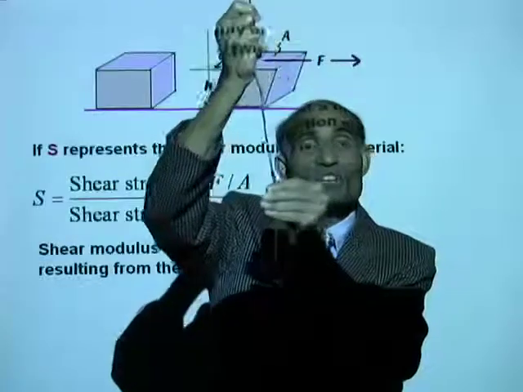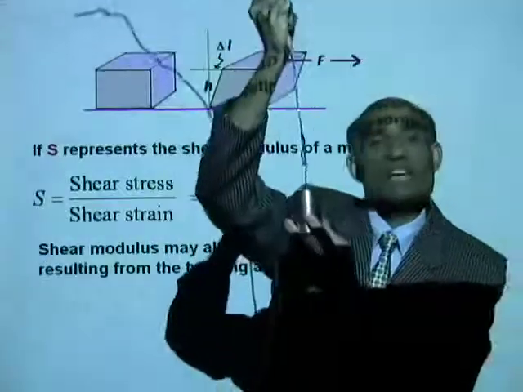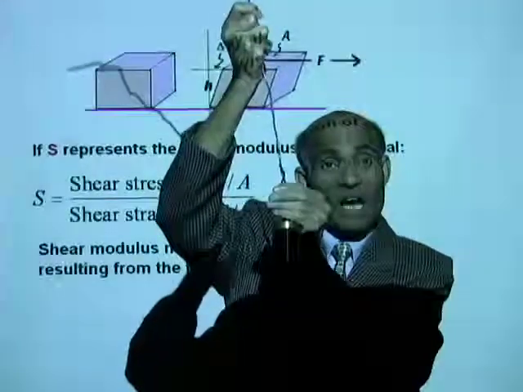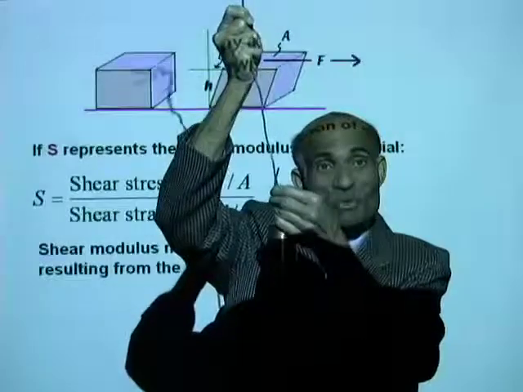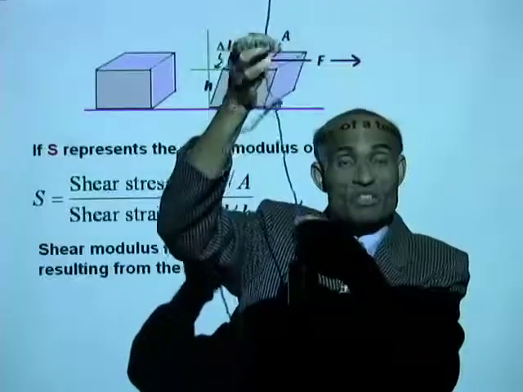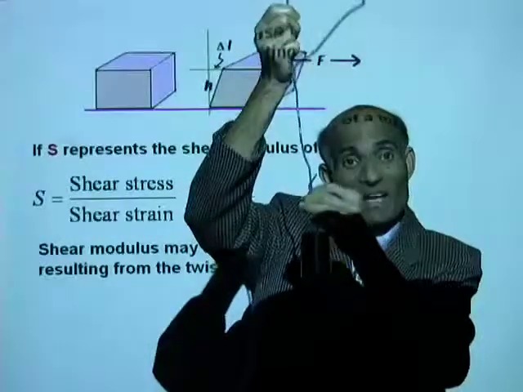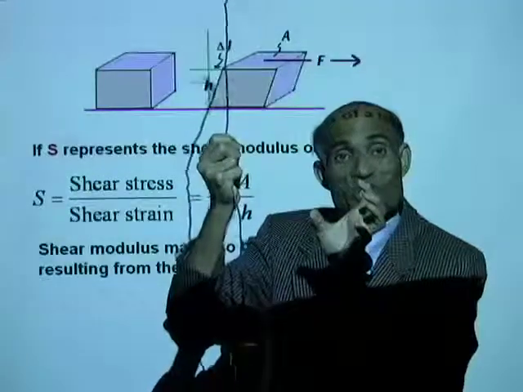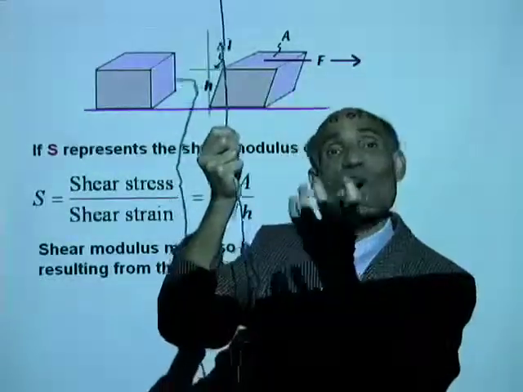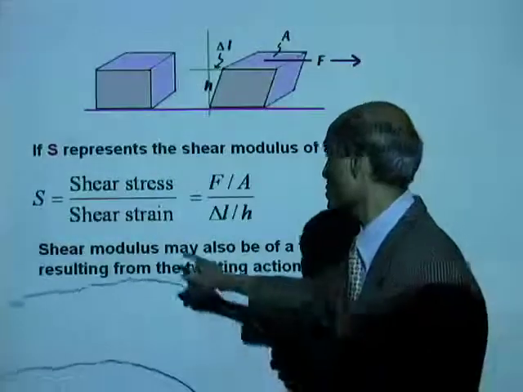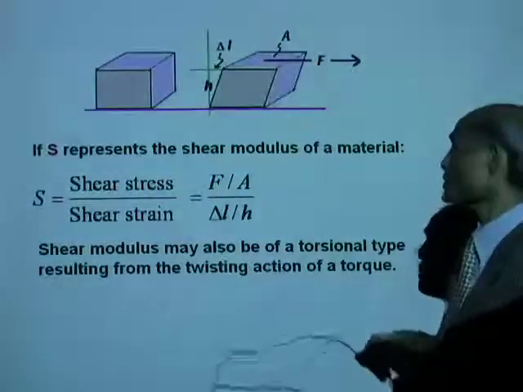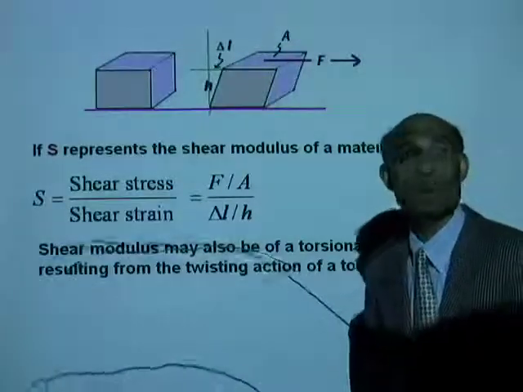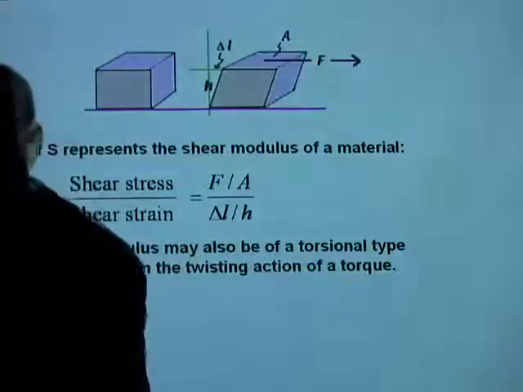In other words, this shear modulus is kind of a torsional modulus. You see, the change in angle is actually producing a twisting of the wire. Now, it is fixed where I'm holding. That means the wire is now being twisted, or the shear strain is the angle of twist. So, the shear modulus may also be a torsional type, resulting in the twisting action of a torque. Now, you understand what that means.